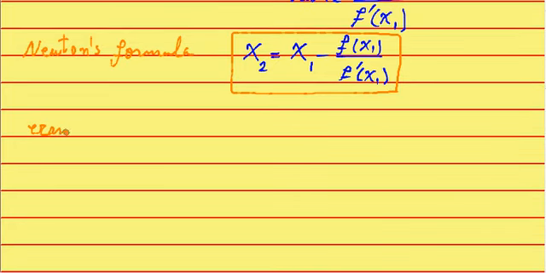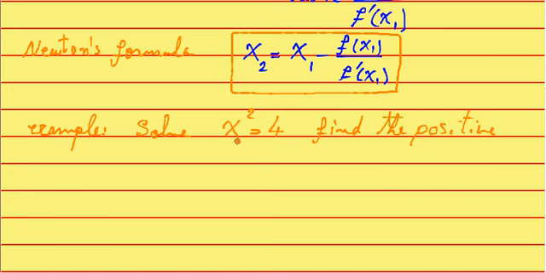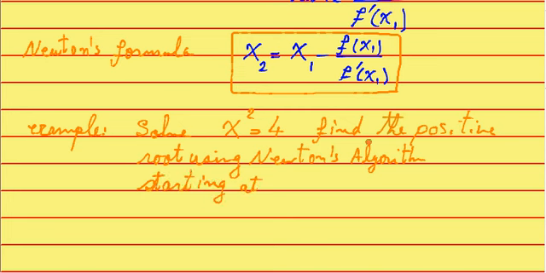Here's an example. Suppose I ask you to solve x squared equals, let's make it equal to 4. Find the positive root using Newton's algorithm, starting at, so we give a guess for where we think this root is going to be. We hope that that guess is okay. x1, say, is equal to 3.